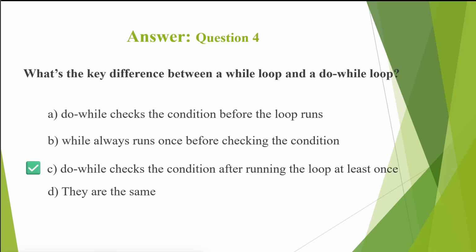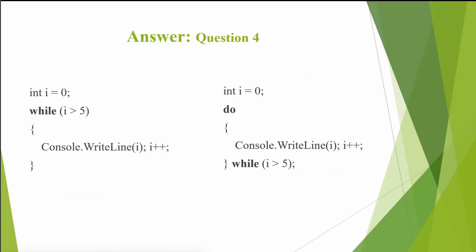The last question was about the difference between a while loop and a do-while loop. In a while loop, the condition is checked before the loop runs. If the condition is false initially, the loop will not execute at all. But in a do-while loop, the code inside the loop runs at least once before checking the condition. Even if the condition is false at the beginning, the loop executes one time. So the correct answer is option C. Look at the examples.